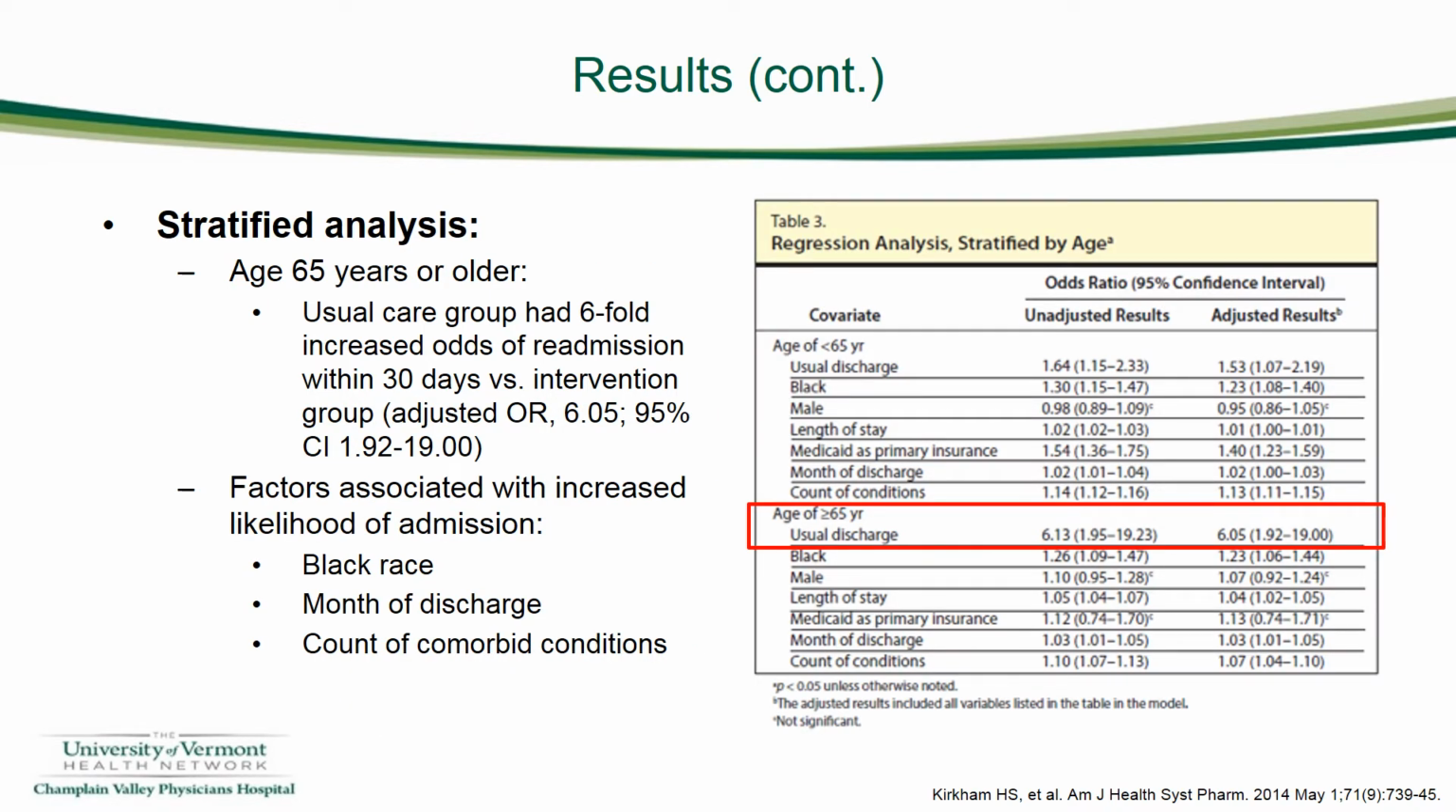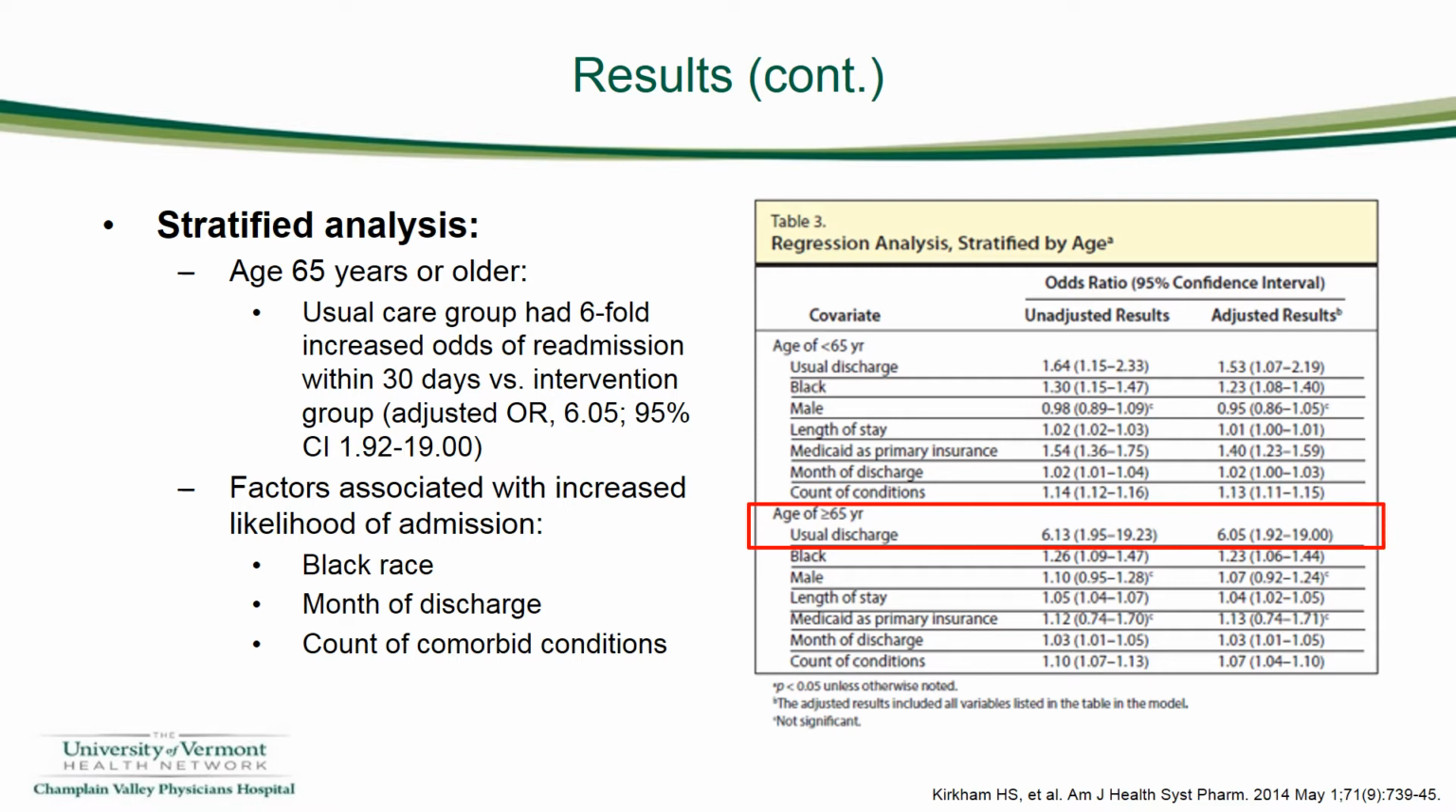In the study, they also performed this stratified analysis. So they stratified according to age, so those patients who are age 65 and older, and those who are less than 65 years of age. So in the group that were 65 years or older, those in the usual care group actually had a 6-fold increased odds of readmission within 30 days versus the intervention group.